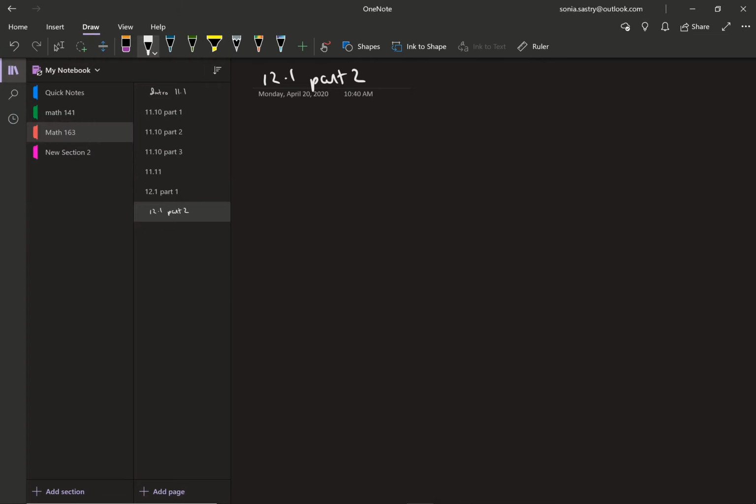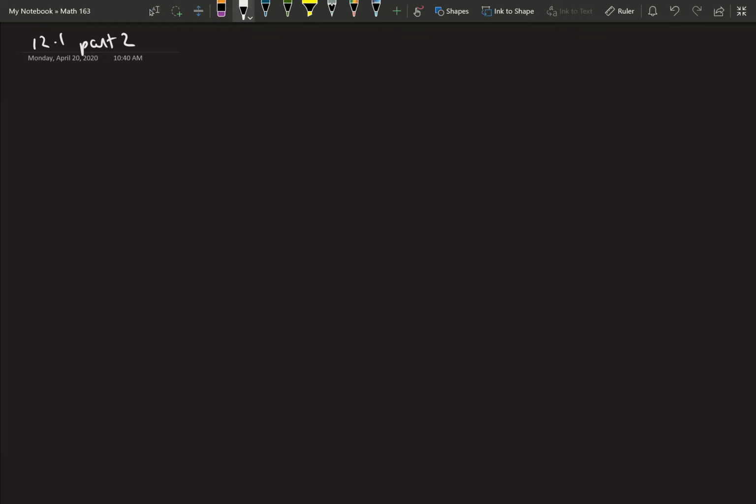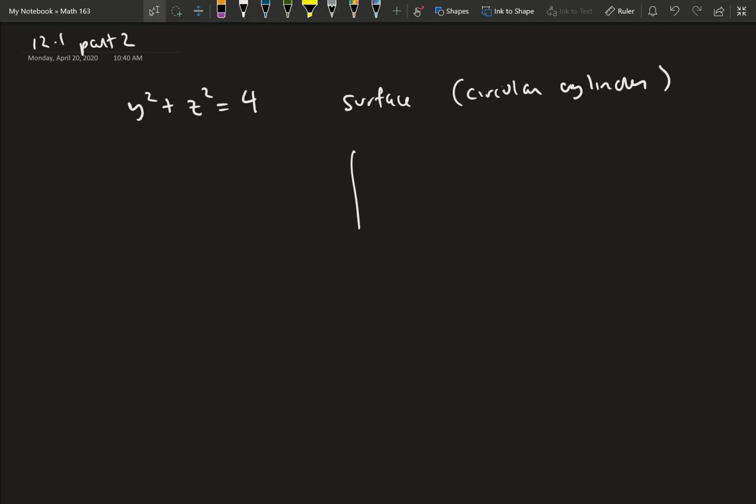Okay, so we're going to continue 12.1, and last time we ended with an equation like so. We were going to plot it. So this is a surface, and this is also what's called a circular cylinder, similar to what we had in the first video, except its orientation is different. Notice that in the YZ plane, this is just a circle of radius 2.